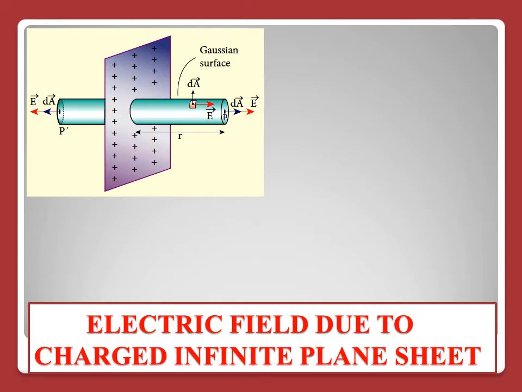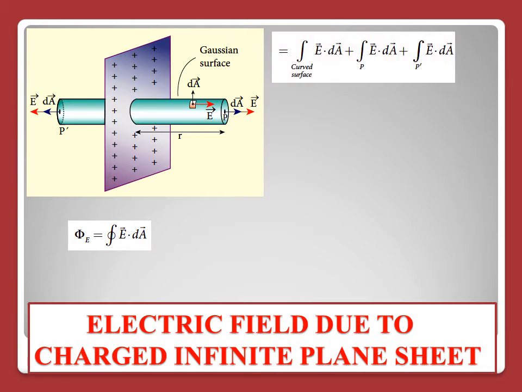Now on applying Gauss law, psi is equal to integral of EdA, that is the flux linked with the closed surface is equal to integral of EdA. Gauss law is the flux enclosed will be equal to 1 by epsilon naught times the total charge that is enclosed in the surface. Now again here you have the three surfaces, the curved surface and the integral at point P and integral at point P dash. Now we'll see what happens over here.